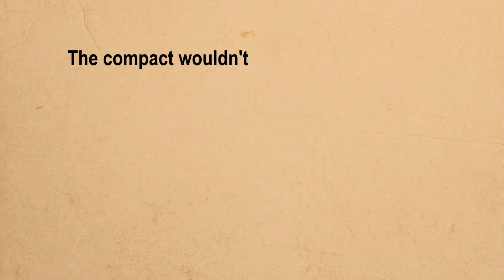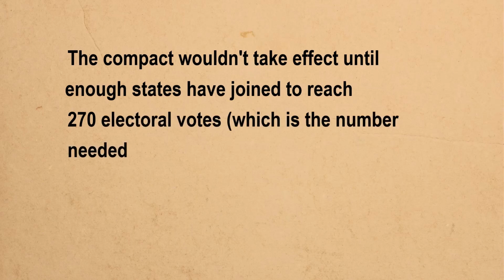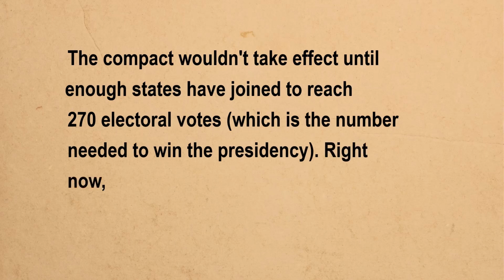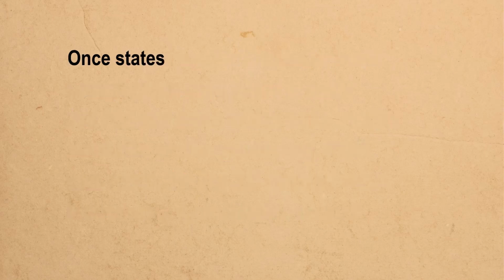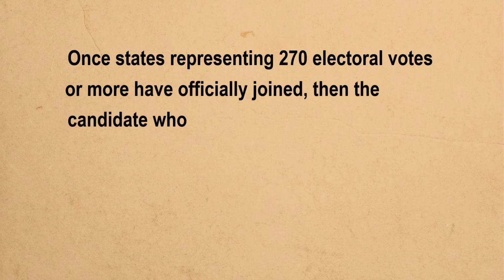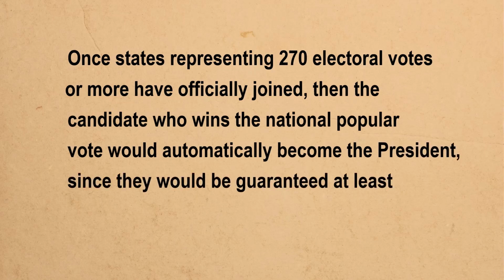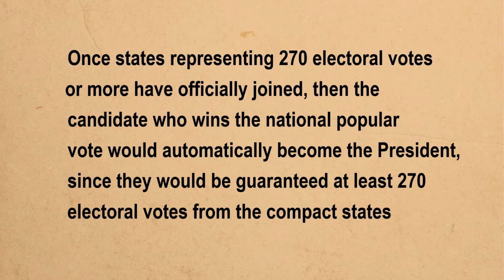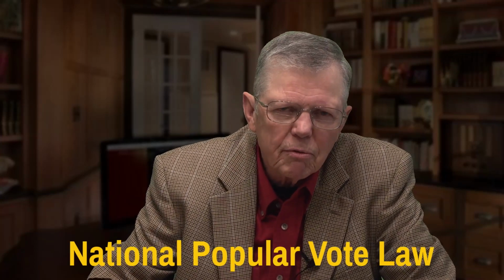The compact wouldn't take effect until enough states have joined to reach 270 electoral votes, which is the number needed to win the presidency. Right now, states totaling 205 electoral votes have already agreed to the compact. Once states representing 270 electoral votes or more have officially joined, then the candidate who wins the national popular vote would automatically become the president, since they would be guaranteed at least 270 electoral votes from the compact states. And I know this is a lot to take in at one time. If you would like more information on this one, just put National Popular Vote Law in your search engine and you'll get some good information on it.